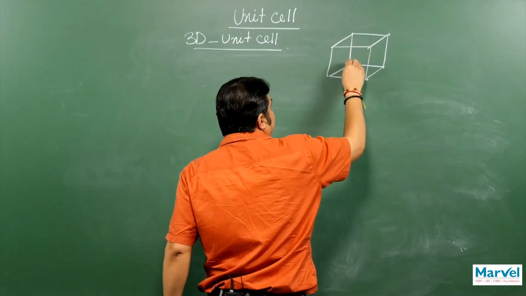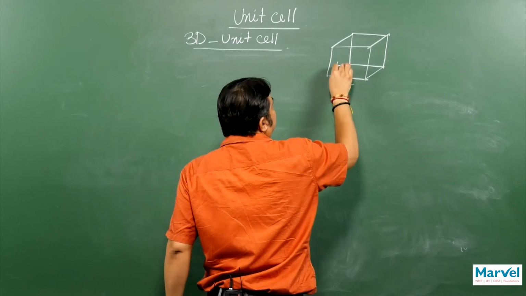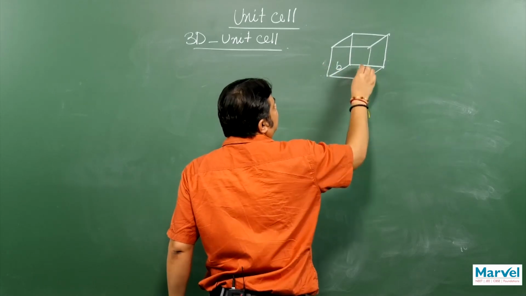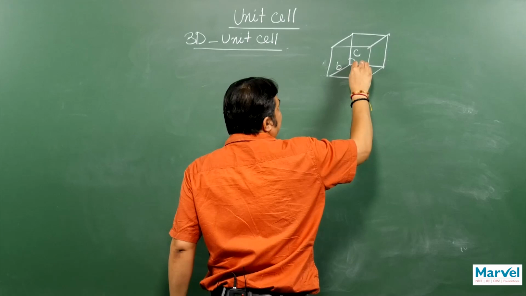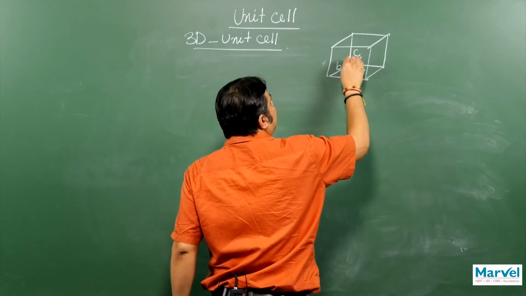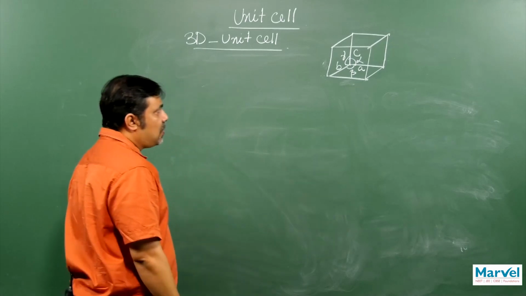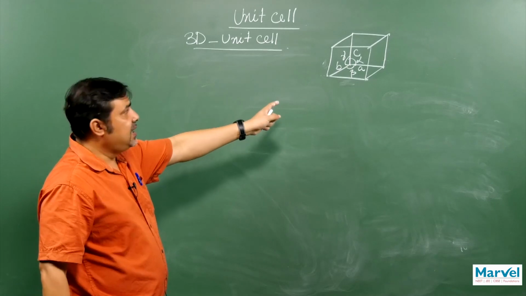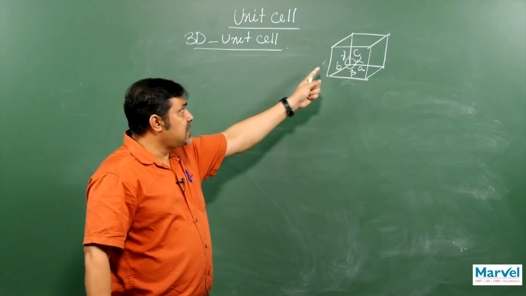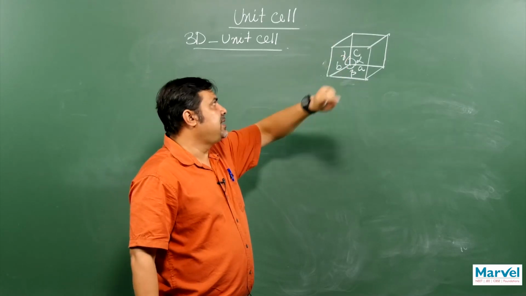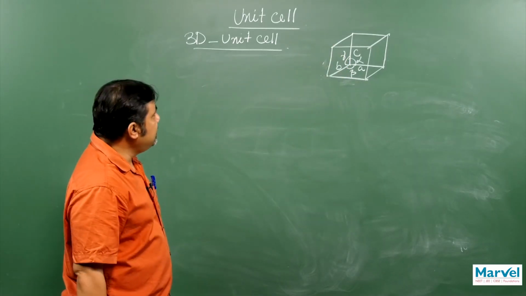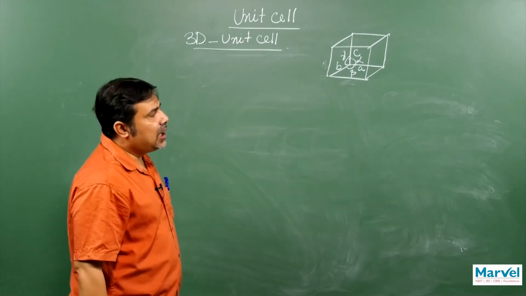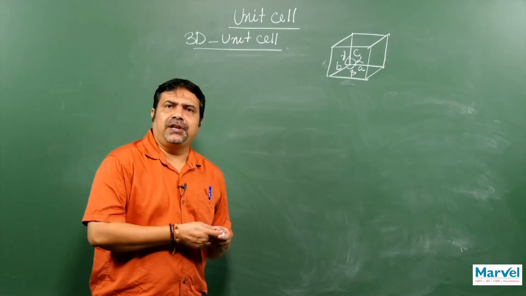Now this side is A, this side is B, and this side is C. And in between, the angles I call alpha, beta and gamma. This alpha, beta, gamma is called the interaxial angle, whereas A, B, C are the lengths of the different sides. A is this side, B is this side, and C is the height, that side length is C. By these permutations and combinations, you have to understand what the different Bravais lattices are possible. In the book, it is very difficult to remember.